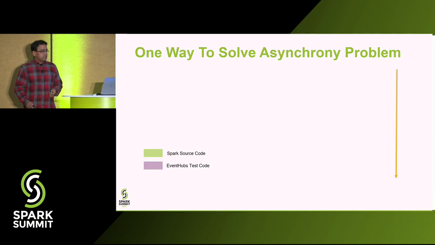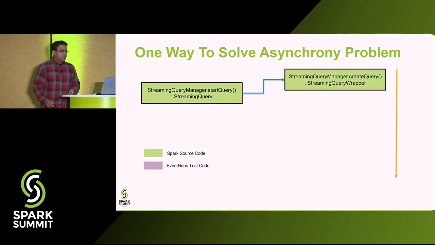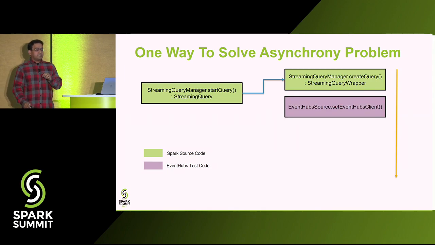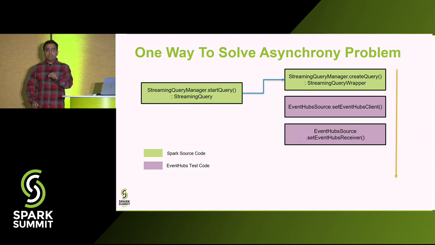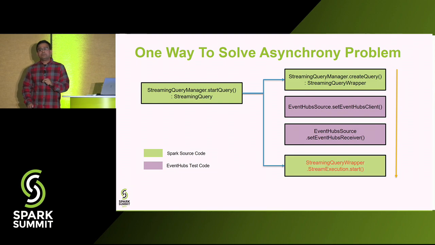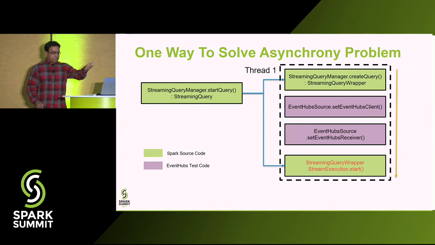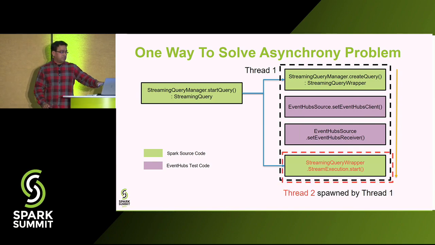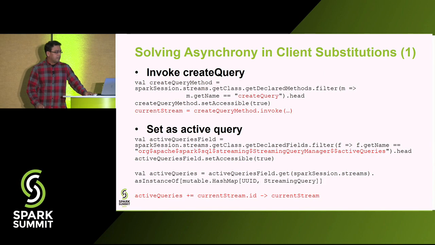Ideally, what we want to do is actually call create query, which is a private method, by the way, part of Spark code. Then we set the EventHub REST client and the EventHub AMQP client, and then give the call to start. So actually not using start query directly. All these things run in thread 1, and once we have set the EventHubs clients to the simulated ones, we can let the test run.